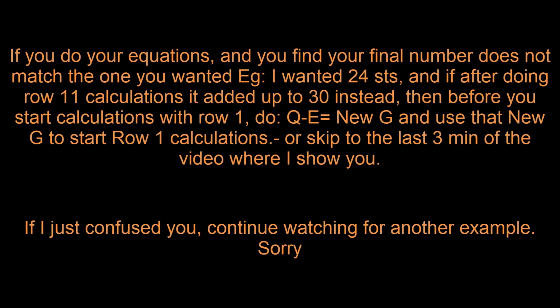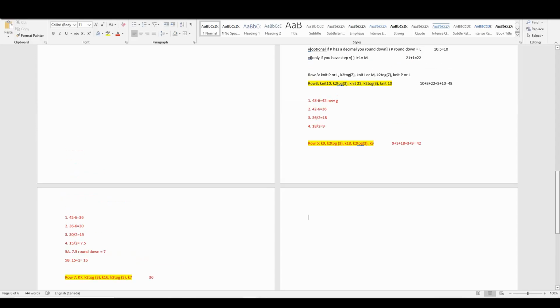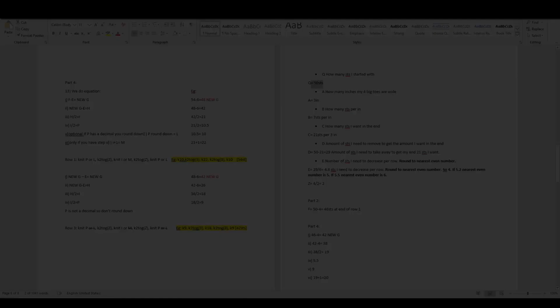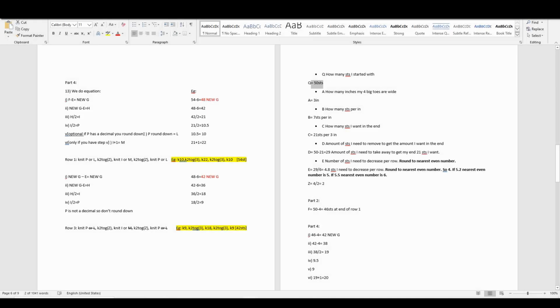If you still don't get it, I'm going to go through another example with you using different numbers. Okay, so I just chose these numbers randomly. So we're going to start at the very beginning here when we have to determine everything that we need. So first thing you have to find is Q, how many stitches I started with. So how many stitches did you cast on? For example, let's say we cast on 50 stitches.